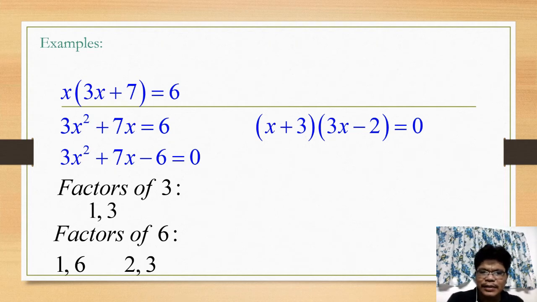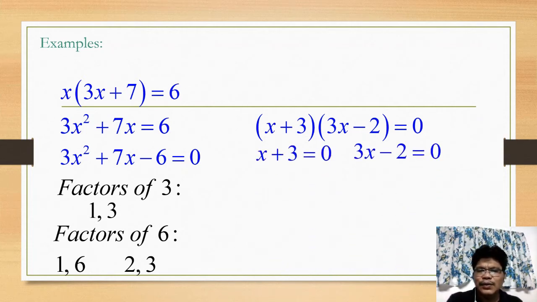So, the possible factors now are x plus 3 and 3x minus 2. Apply the zero factor property, equate each factor to 0, so x plus 3 equals 0, and the other one is 3x minus 2 equals 0. And like the previous ones, we're going to apply the addition or subtraction property, or simply transfer the number to the right. If you transfer positive 3 to the right, it becomes negative 3. If you transfer negative 2 to the right, it becomes positive 2.